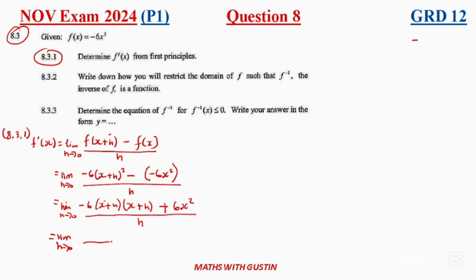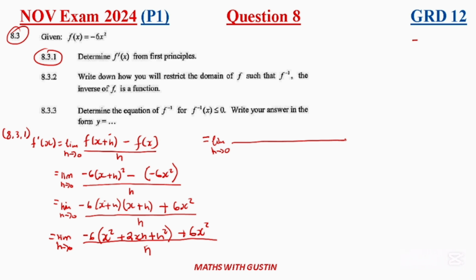Because you guys are in grade 12, I'm going to allow you to do that. So I'm just going to have -6 here. I've already done it. It's going to be x squared plus, that times that is going to be 2xh, and then h times h is going to be h squared, close bracket, plus 6x squared, all over h. So I'm going to continue up here, limit as h approaches 0.